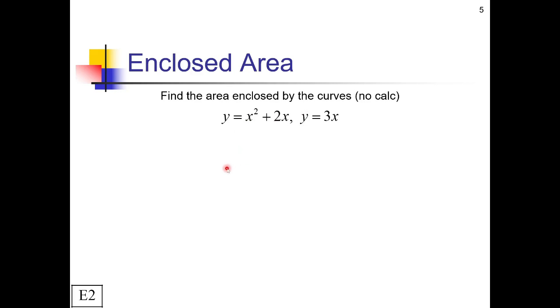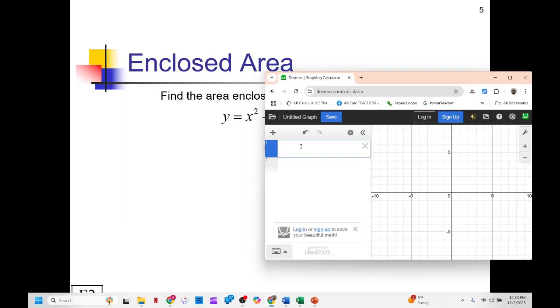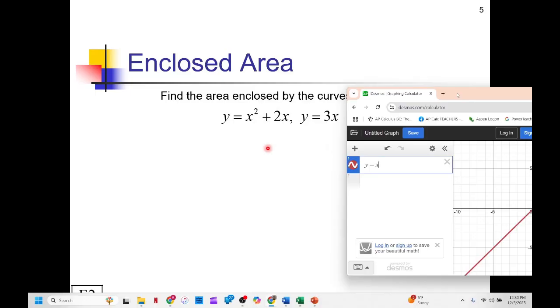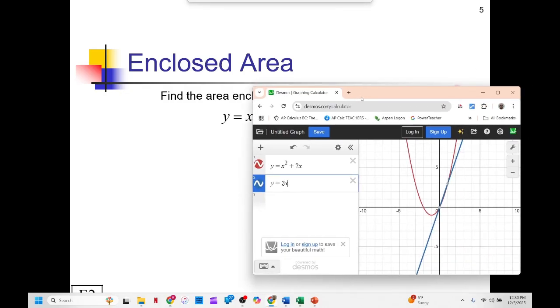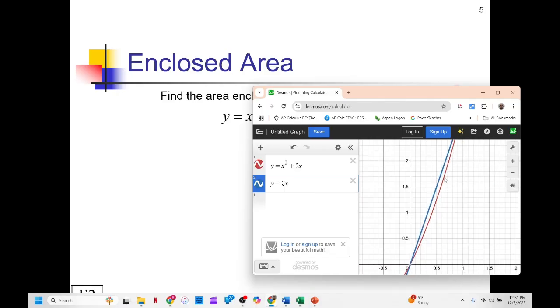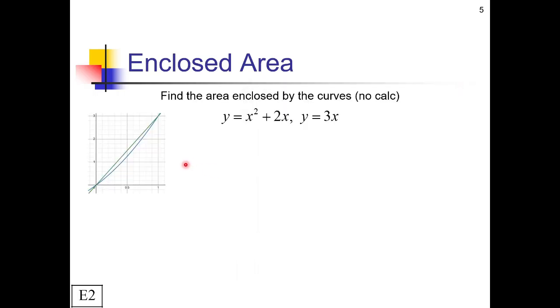All right, so going to Desmos, I'm not going to bother with f and g and all that. We have y equals x squared plus 2x and y equals 3x. So here's the visual that we're dealing with, and we want the area enclosed by these two curves. Now there's only one little sliver of area in here if you zoom way in. It's this area here that we're dealing with. So this is kind of a visual of what we're up against.